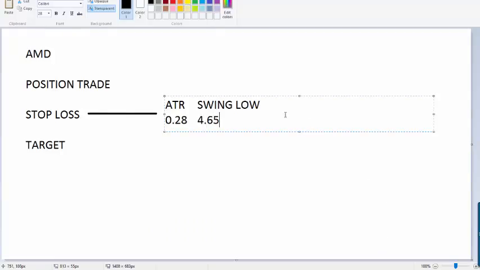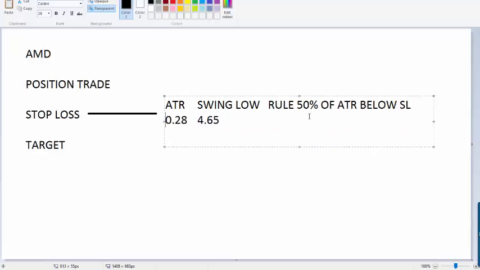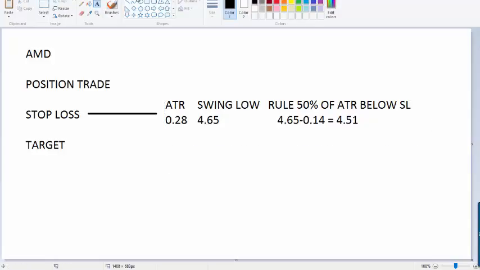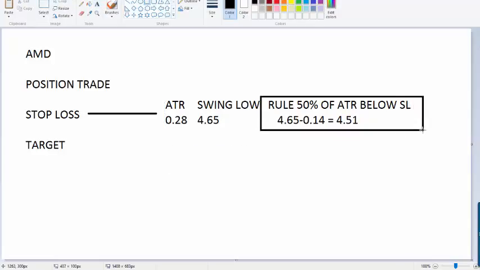So if I take 50% of the ATR, and the rule is 50% of ATR below swing low, we'd take 4.65 minus 0.14, equals 4.51.